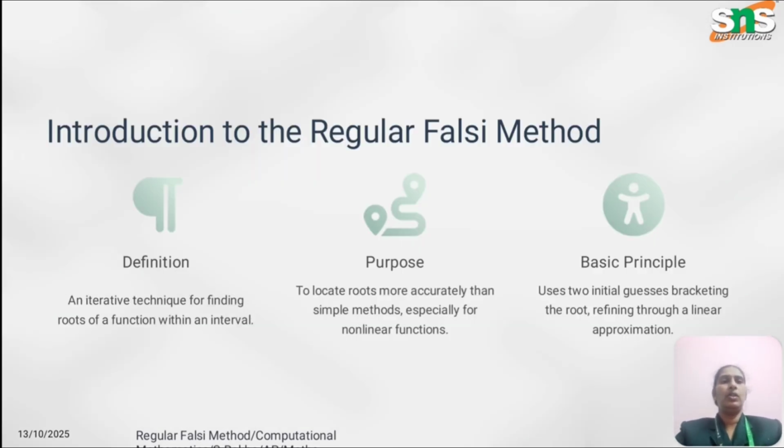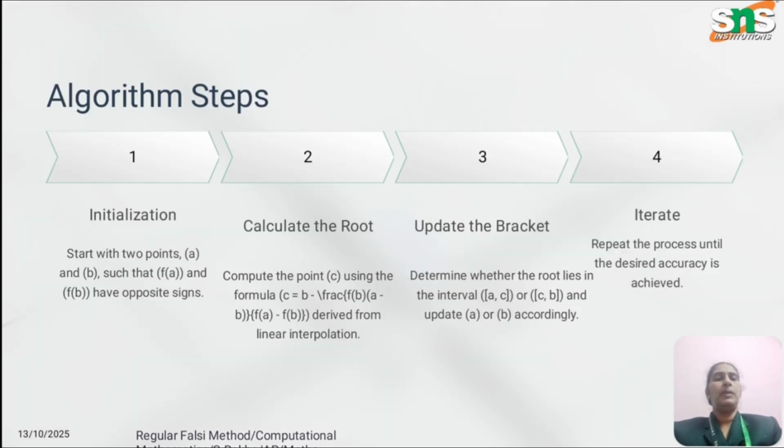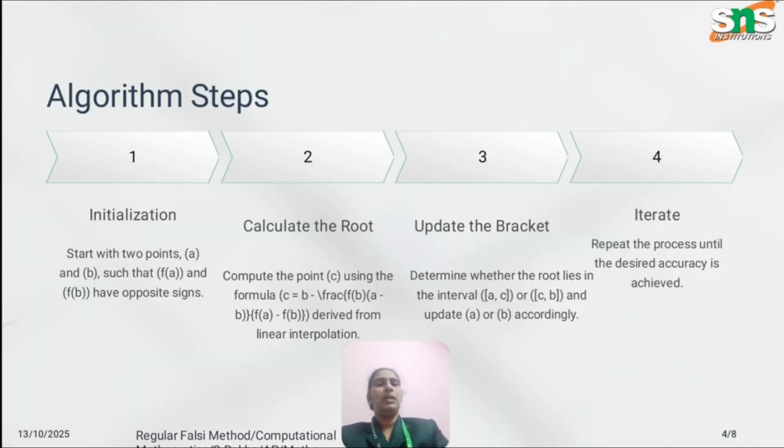Now we are going to introduce the regula falsi method. It is one of the iterative techniques for finding the roots of a function, to locate the roots more accurately than the simple method, especially for nonlinear equations. So we have two initial guesses bracketing the root, referring to a linear approximation. In the bisection method we have the formula x naught equal to a plus b by 2, but for the regula falsi method we adopt a into f of b minus b into f of a by f of b minus f of a.